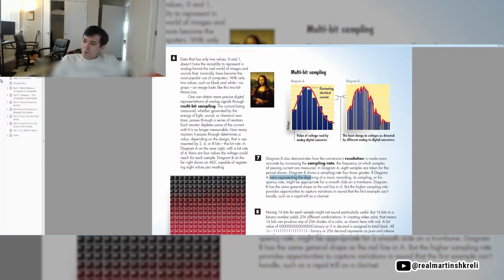If diagram A were representing the digitization of a music recording, its sampling or frequency rate might be appropriate for a smooth slide on a trombone. Diagram B has the same general shape as the red line in A, but the higher sampling rate provides opportunities to capture variations in sound that the first can't handle, for example, a rapid trill on a clarinet.